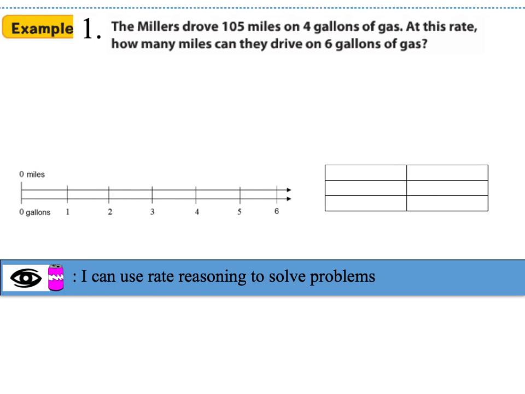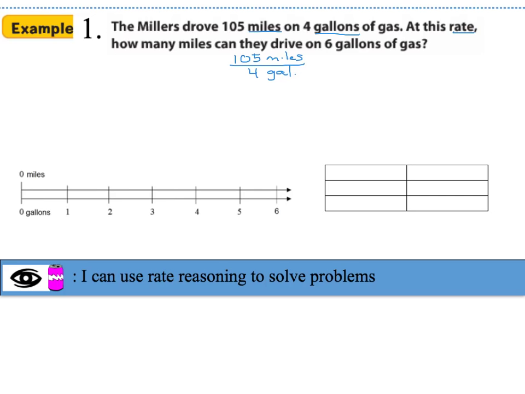So for example 1, it says the Millers drove 105 miles on 4 gallons of gas. At this rate, how many miles can they drive on 6 gallons of gas? And we know that this is a rate because not only does the problem tell me it's a rate, they're giving me two different quantities, miles and gallons. So the way that I want to write this is 105 miles per 4 gallons.